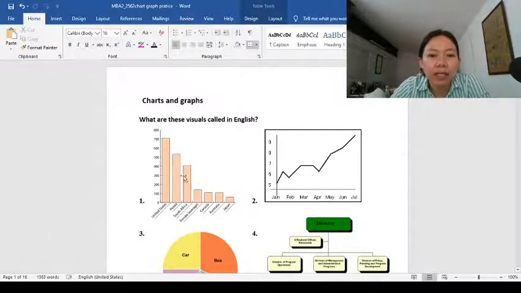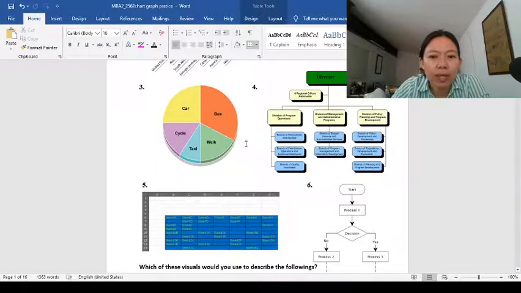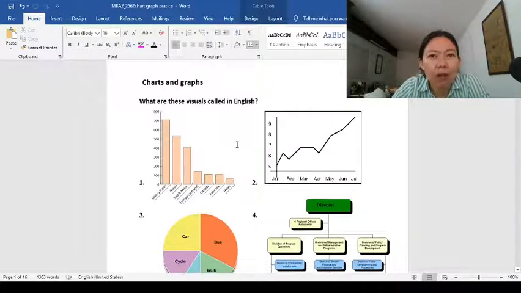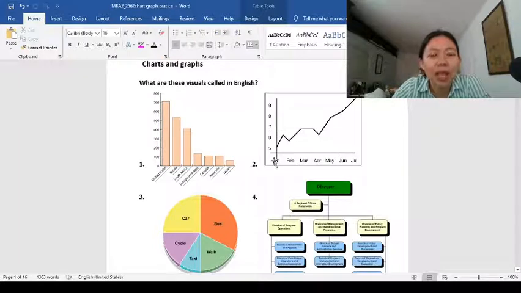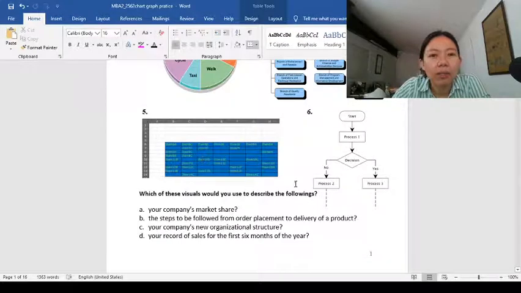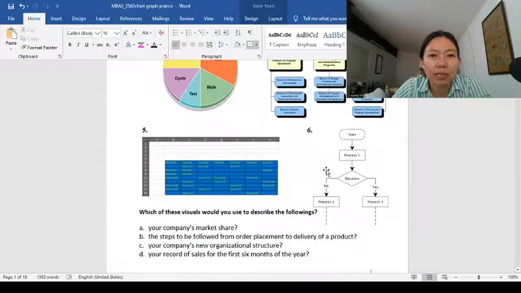On the first page of the 13-page handout for this week, I just want you to look at all these visual aids. There are 6 of them, and just write down what each visual aid is called, just to refresh your memory. And after you write down the name of each visual, don't forget to answer the following question: which of these visuals would you use to describe the following? So if you would like to show the market share of your company, which visual aid on this page will you use? Okay, so nice and simple.